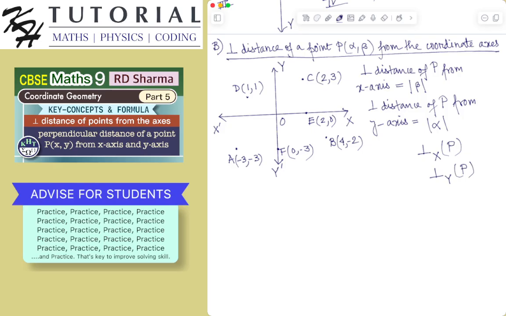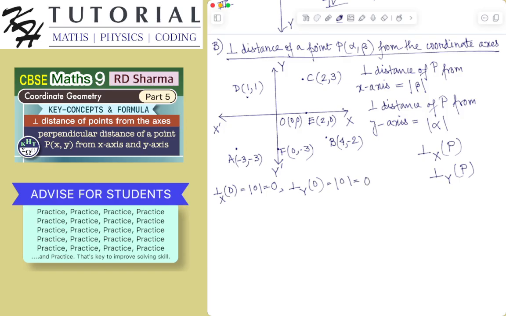Okay, so let's see, first of all, what will be the perpendicular distance of the origin from the x-axis. Obviously, the coordinate of the origin is (0, 0). So obviously it will be the absolute value of 0, which is 0. What will be the perpendicular distance of the origin from the y-axis? It will again be 0, mod of 0, which is 0.